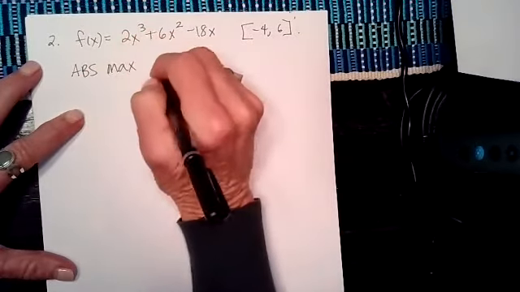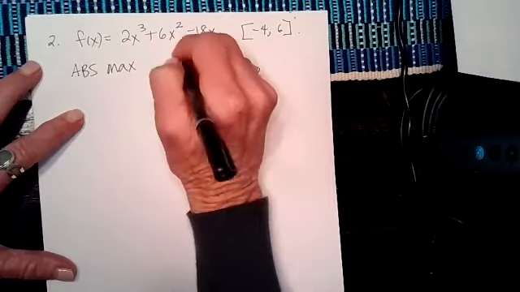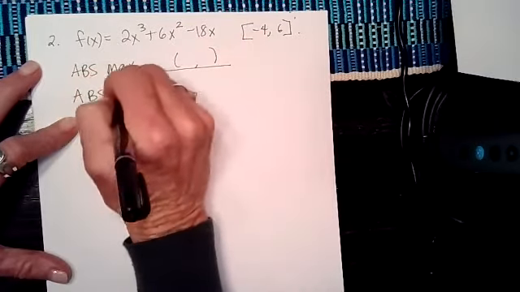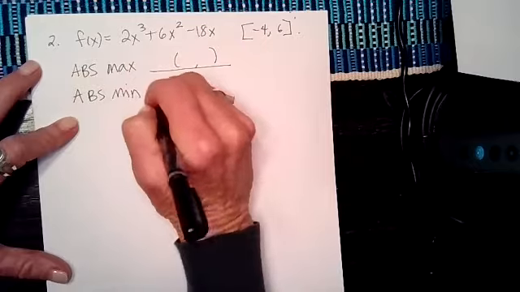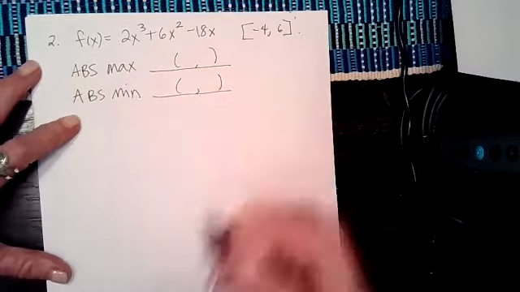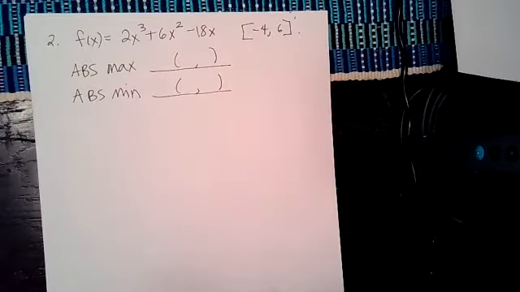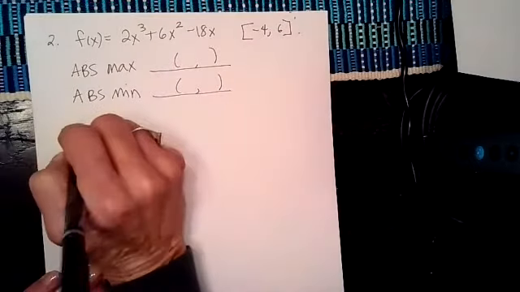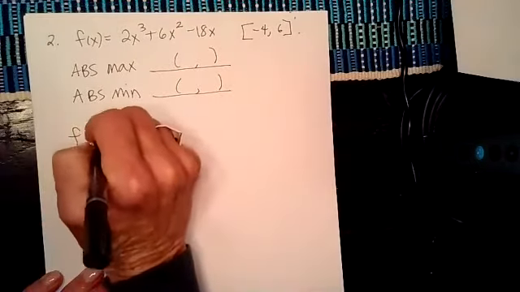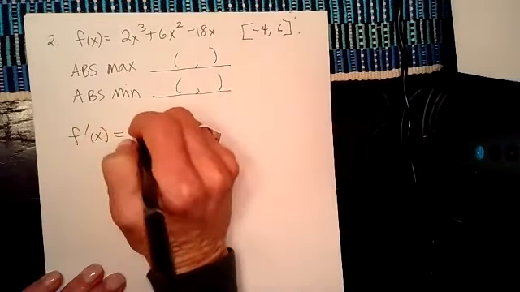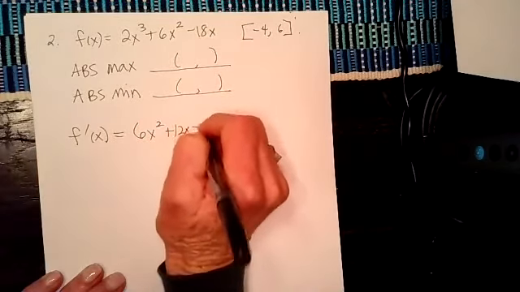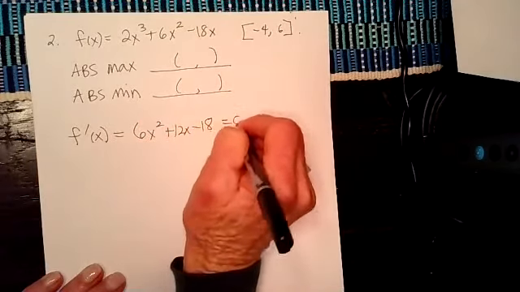And the absolute maximum is a point with an x and a y term, and the absolute minimum point has an x and a y term. Sometimes they just ask for the x. You have to watch what they ask for. Okay, all right, so the first thing we do is we take our derivative, 6x squared plus 12x minus 18, and I set it equal to 0.